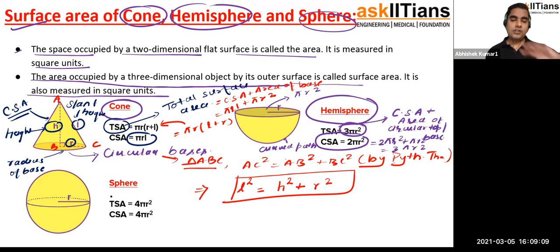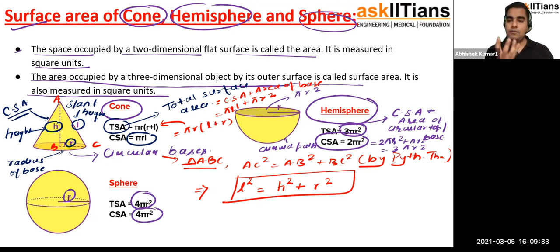And this value, CSA and TSA, is given by 4 pi r square. Again, what is r? R is the radius of the sphere under consideration. Why is there no difference between TSA and CSA? Because sphere means entire curve, the area of the entire portion which you can touch of that particular sphere.